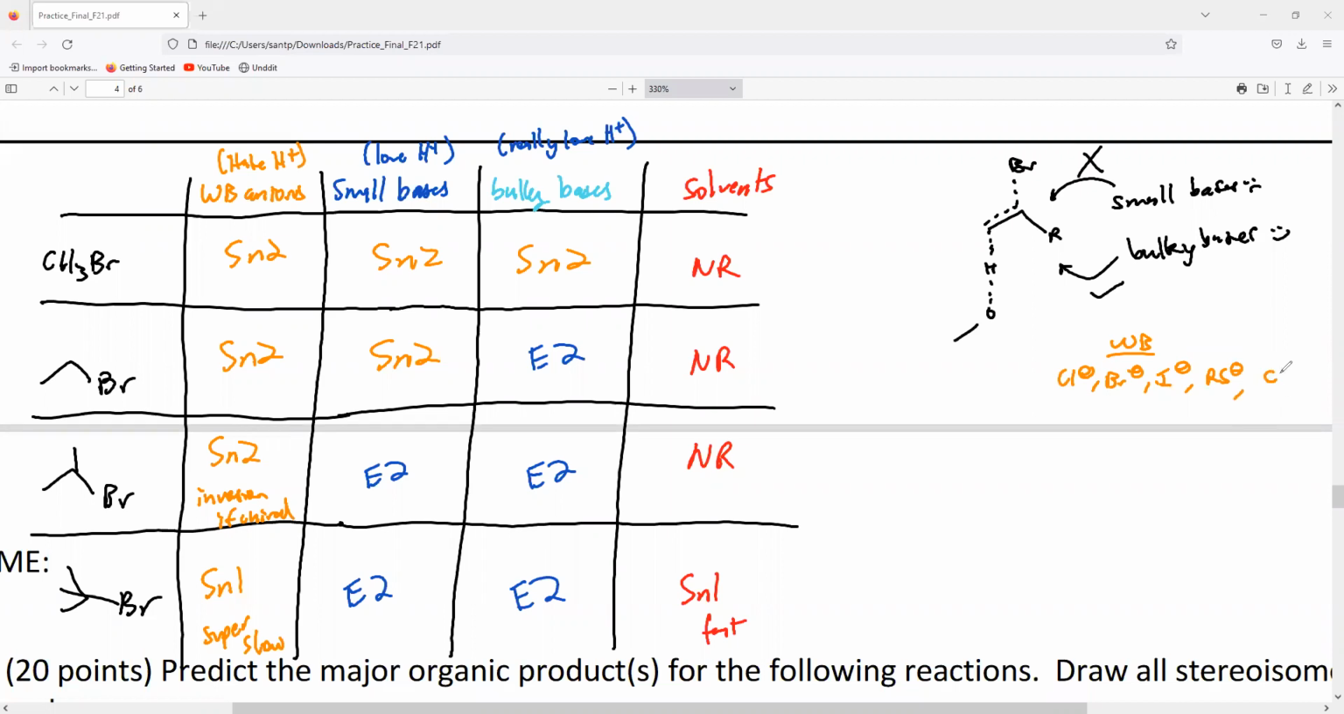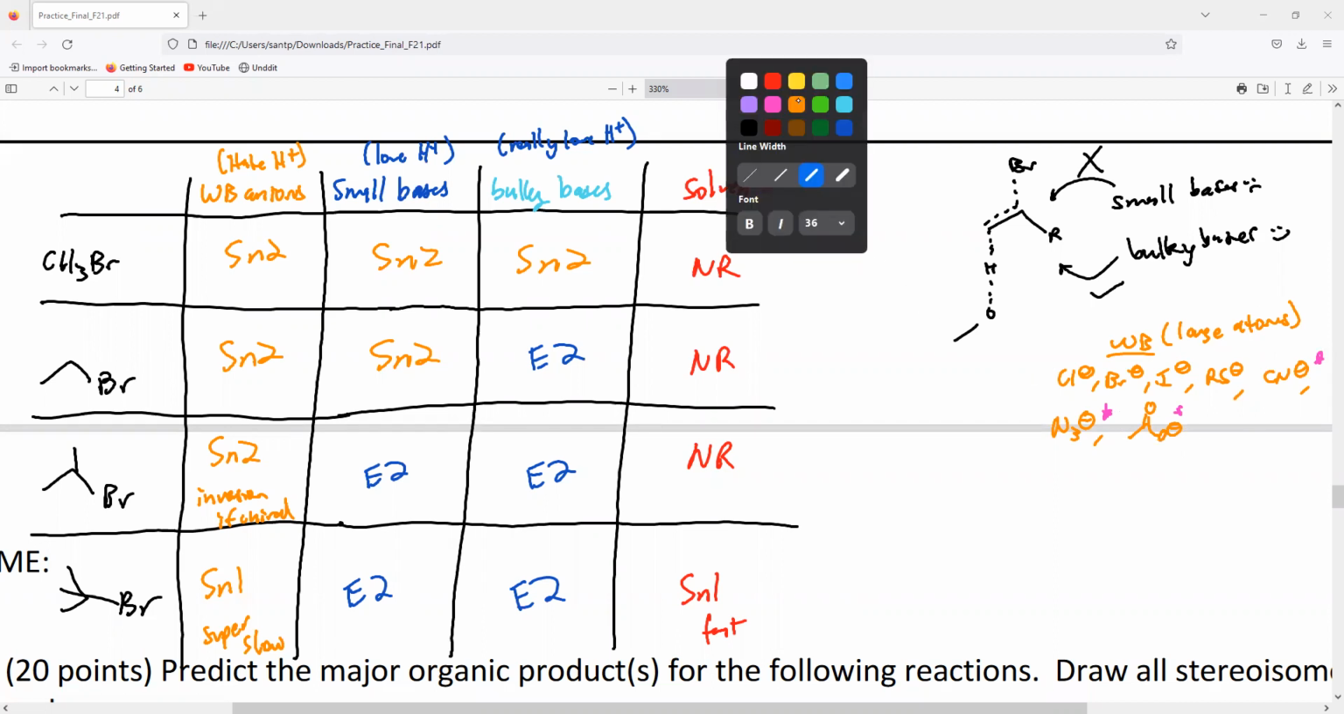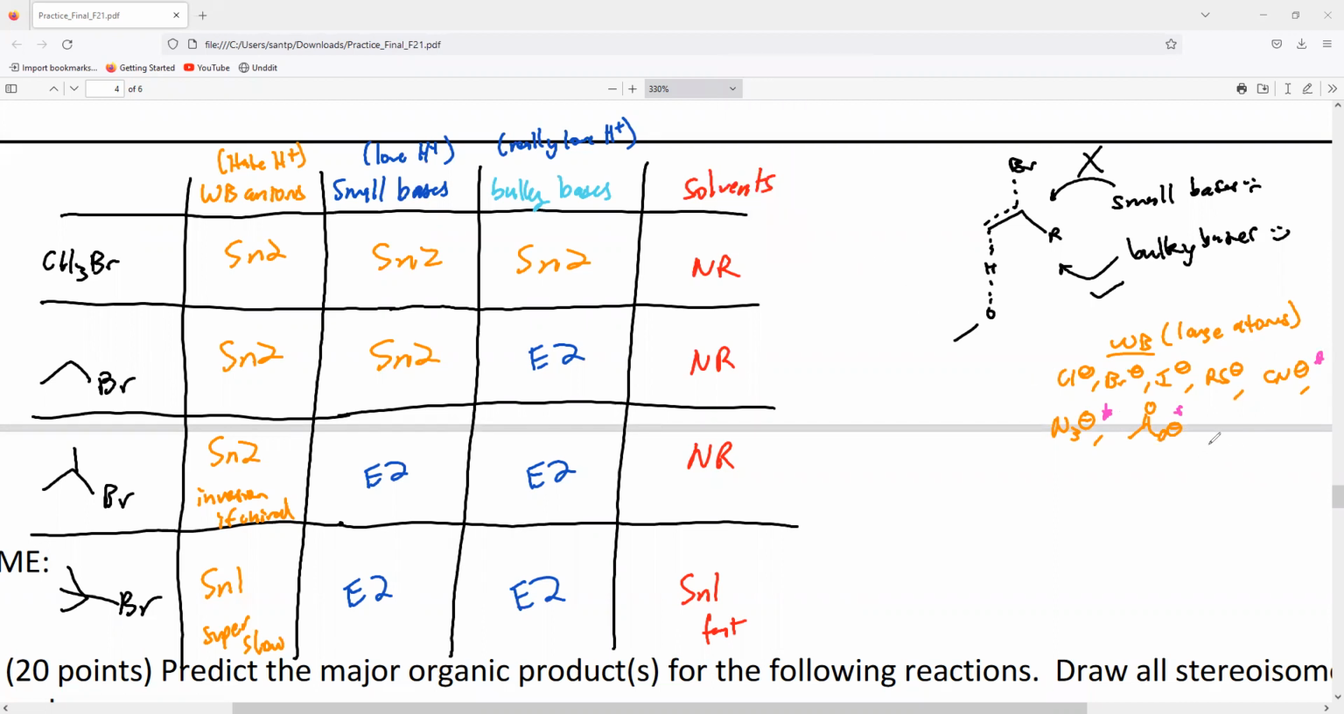A couple of oddballs: CN minus is an oddball, N3 minus is an oddball. Actually, let me put large here, just to remind you guys, they're typically large atoms. Another oddball. So these guys are kind of like oddballs. Let me just mark them. These ones you just have to memorize probably. But if he's good, he'll probably only ask from these first four. Those would be those guys there.